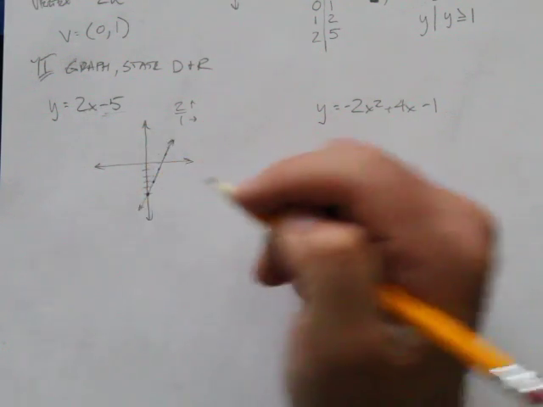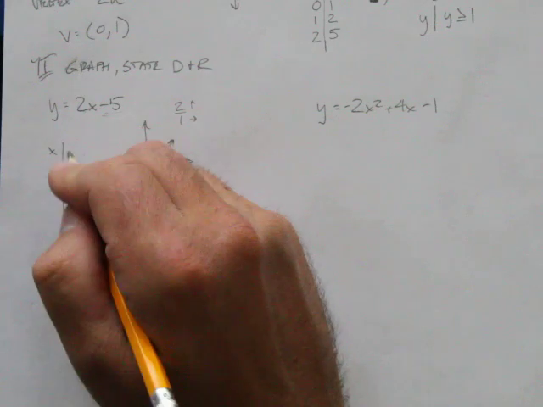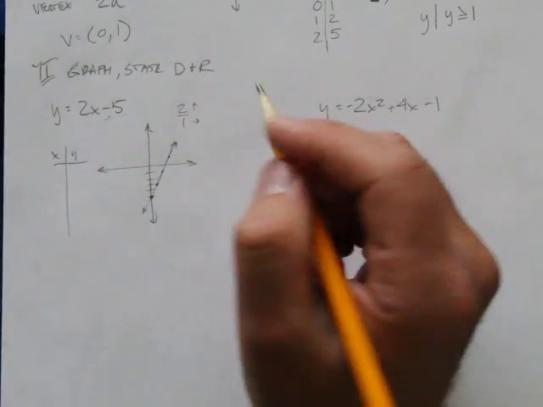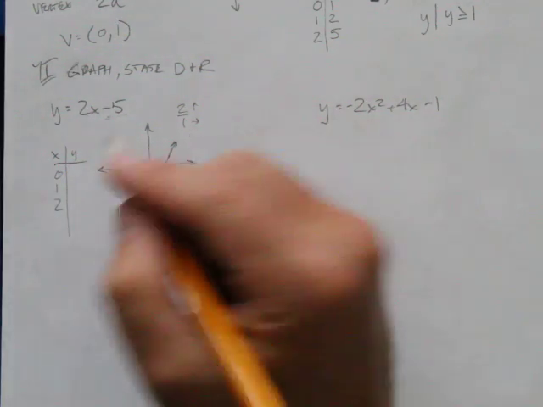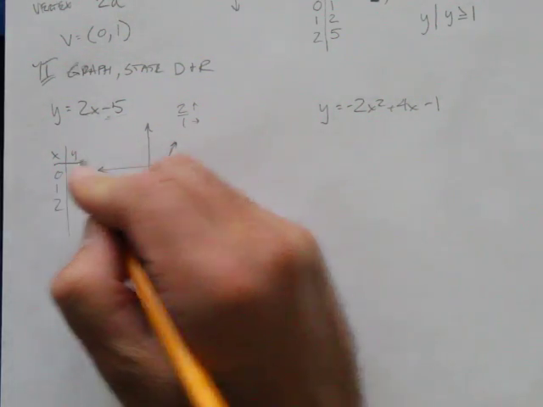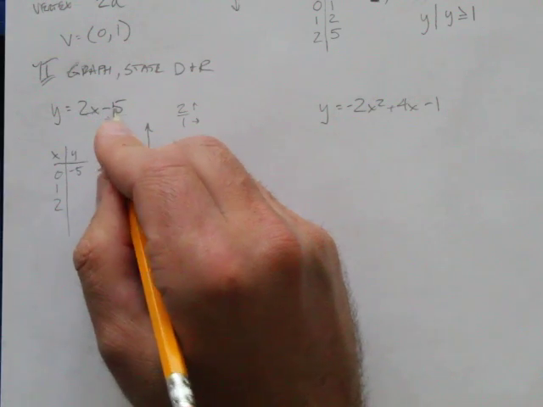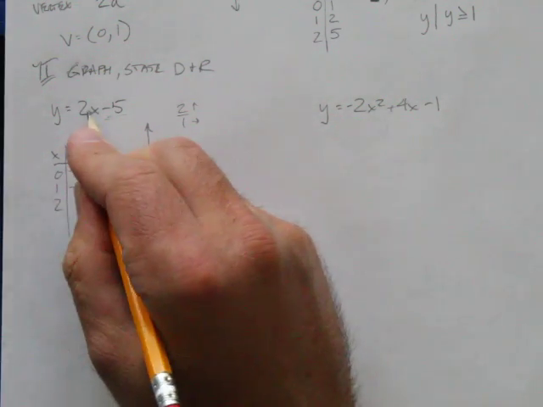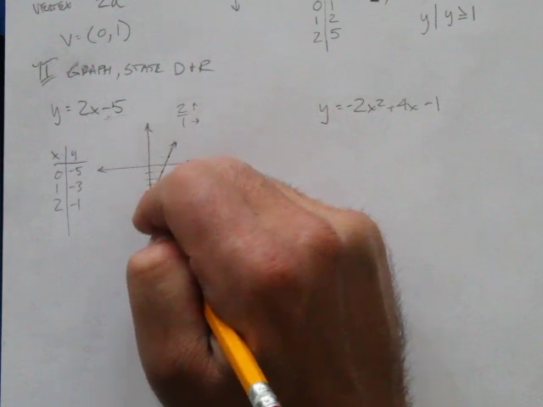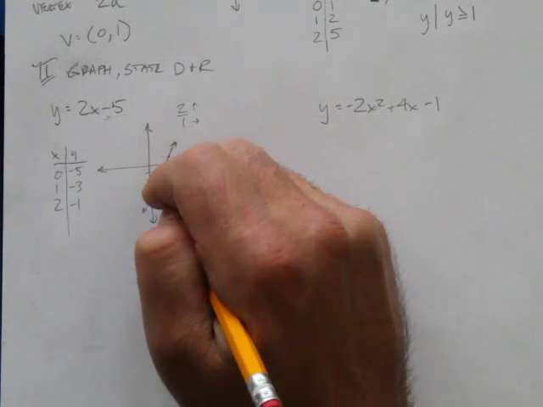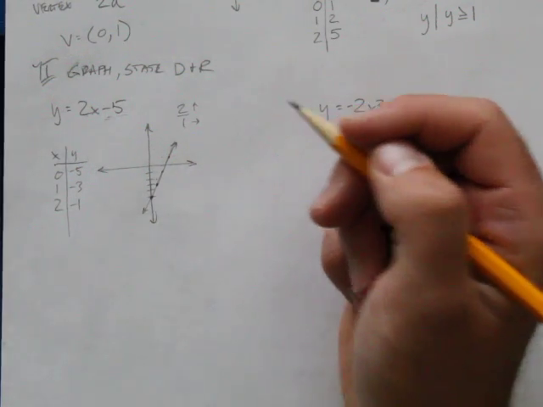There's my line. You could also do a t-table, and you can plug in some numbers, 0, 1, 2. When you plug in 0, you get negative 5. When you plug in 1, you get 2 minus 5, which is negative 3. You plug in 2, you get 4 minus 5, which is negative 1. So those are those points right here. 1, negative 3, 2, negative 1.